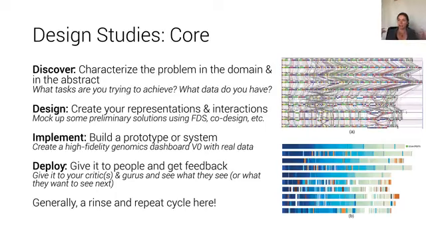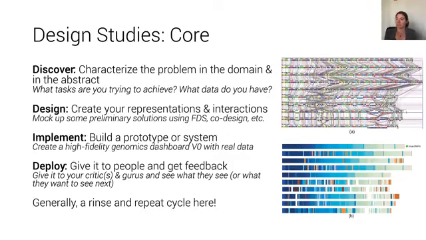In the core phase, we're going to really start to dig into the data and the design problems. This is kind of where you get to the things you traditionally think of as a visualization design process. So you start off the core with the discover phase, characterizing the problem in the domain and in the abstract. So figuring out what are the ins and outs of the problem in terms of my stakeholders' language and expertise, and what are the same ideas translated into abstract data and abstract tasks.